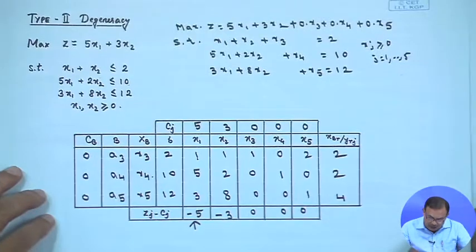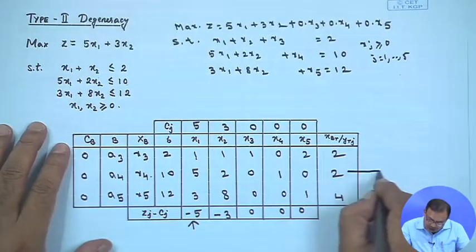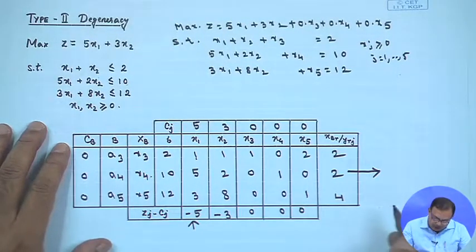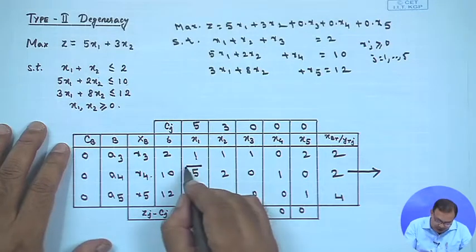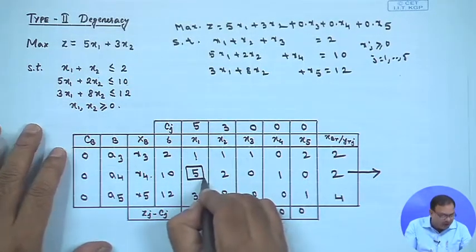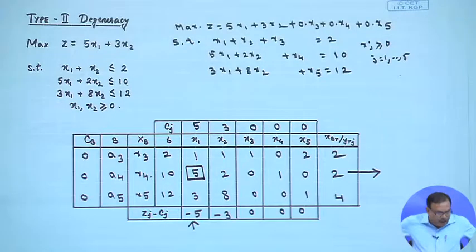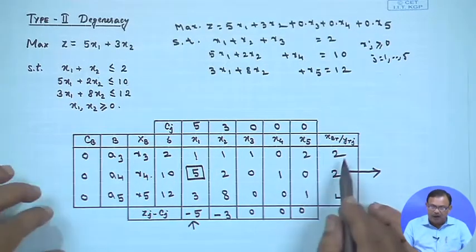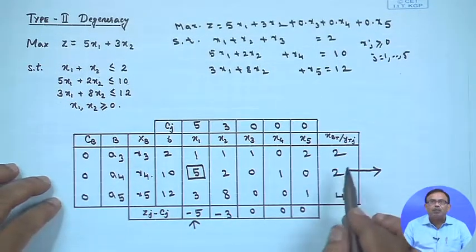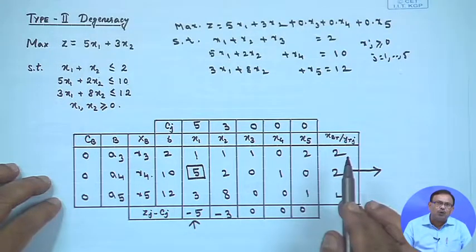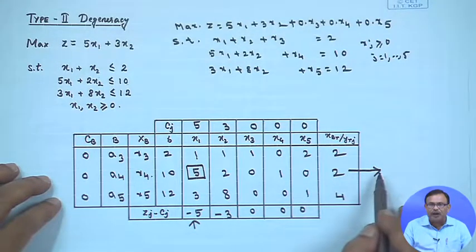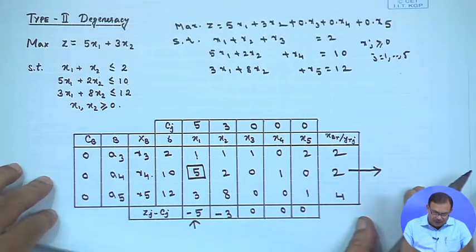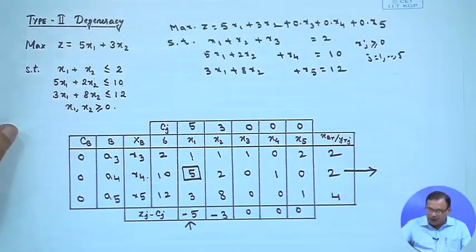So, now A4 is the departing variable. Since A4 is the departing variable, your pivot element is this one. Like this way, whenever there is a tie, by this method you are finding out which vector will be the departing variable. Now let us go to the next column.